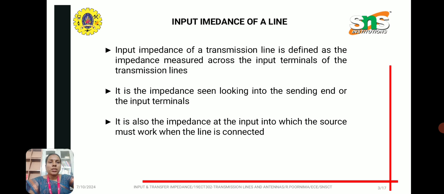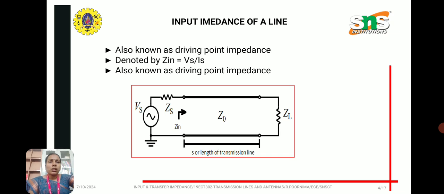Input impedance is defined as the impedance measured across the input terminals of the transmission line. It is the impedance seen looking into the sending end or the input terminals. It is also the impedance at the input into which the source must work when the line is connected. Also known as the driving point impedance, it is denoted by Zin equal to Vs divided by Is.